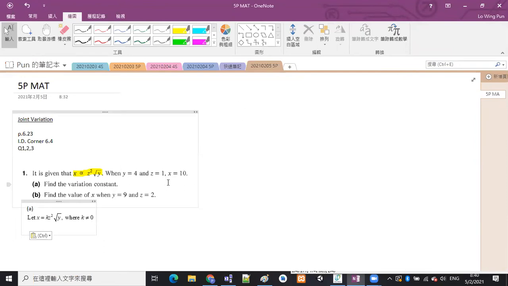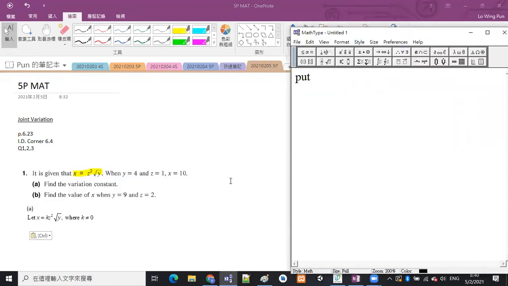And then when y is equal to 4, z is 1, x is 10. So you just put this set of numbers into your equation. Okay? So put y equals 4, z equals 1, and x equals 10 into your equation.